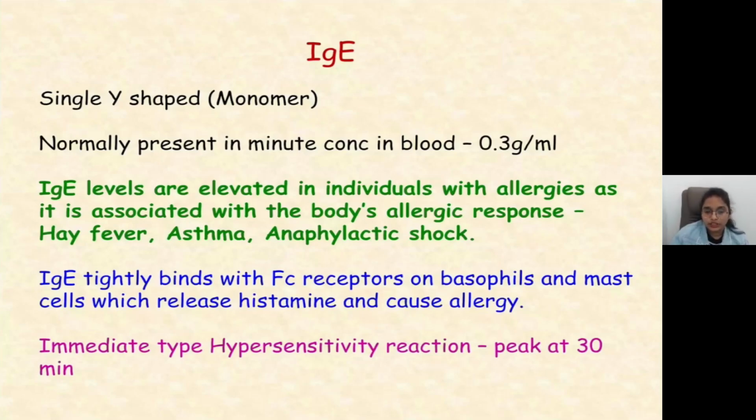In anaphylactic shock, IgE can tightly bind with Fc receptors on basophils and mast cells, and they will release histamine and cause allergy, right? This is also known as hypersensitivity reaction type 1, which peaks at 30 minutes. It is an immediate type of hypersensitivity, right? Or we can say type 1 hypersensitivity, right?